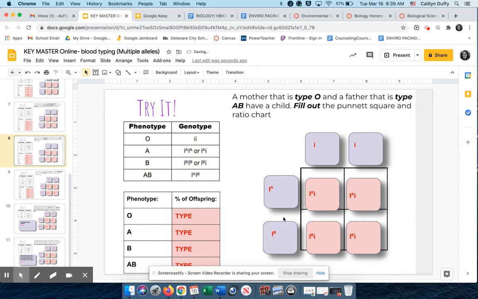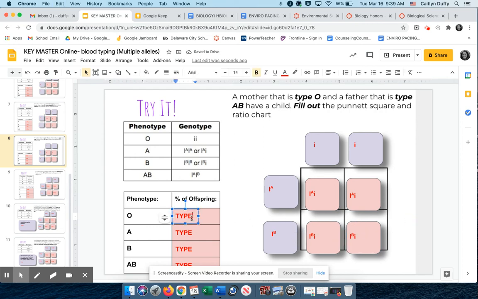All right, so let's break this down. Are there going to be any type O babies? Little i. Nope. So that'll be 0%. Are there going to be any type A babies? Yeah, half of them are going to be type A. So that's 50%. Are there going to be any type B babies? Yes, 50% again. And last but not least, are there going to be any AB babies? Nope, none. All right.